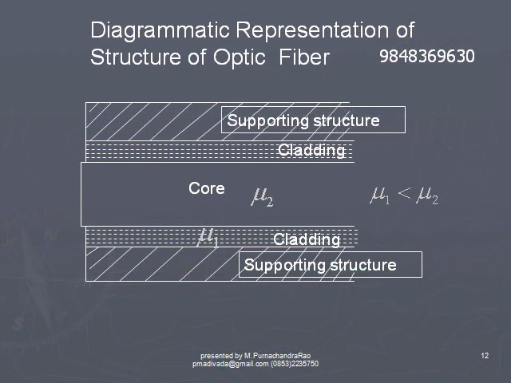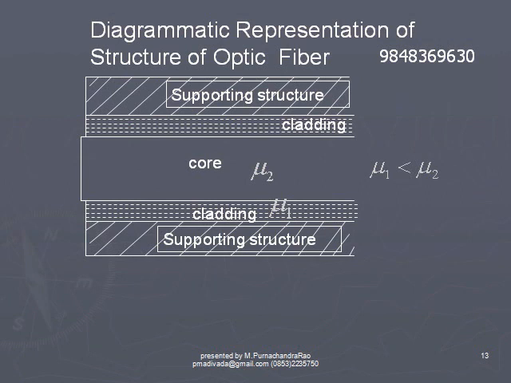It is called cladding. This cladding is surrounded by another structure known as the supporting structure, a hard material. So this is how the optical fiber is structured. It consists of three layers: core, cladding and supporting structure. Core will be at the center and cladding will be sandwiched between supporting structure and core.